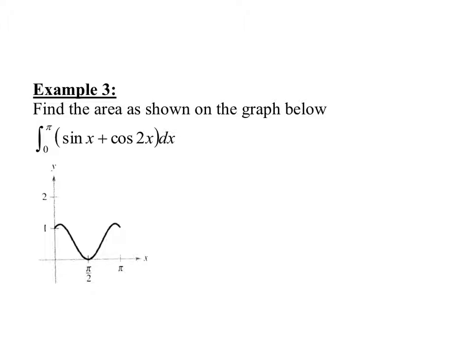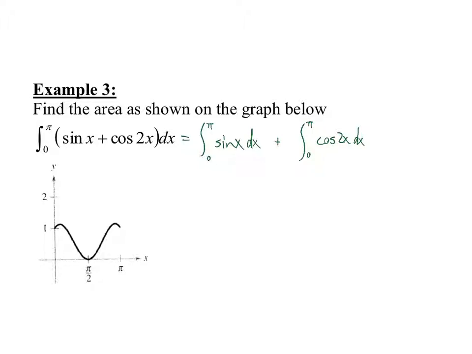All right, now this one here, we'll find the integral like we have been, but we're going to need to convert this into two separate integrals: the integral from 0 to pi of sine x dx plus the integral from 0 to pi of cosine of 2x dx. Now, we are going to use cosine of u. The u, in this case, is going to be 2x.